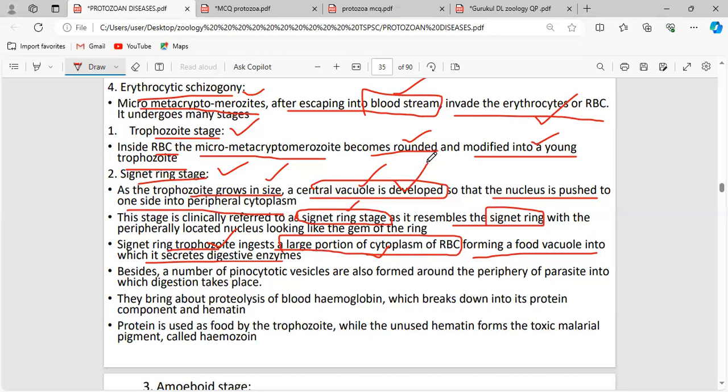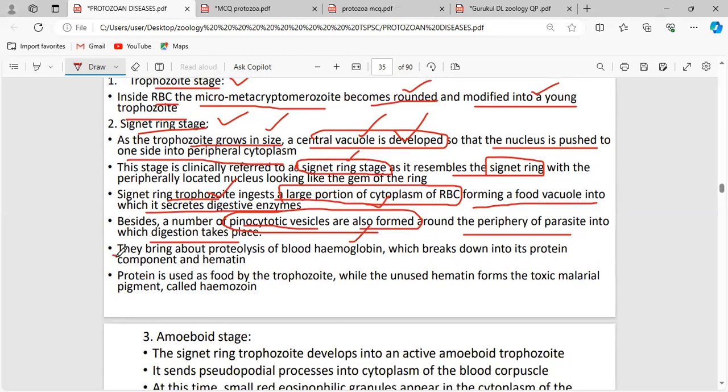And to digest that food, it needs the food vacuole, and in that food vacuole it has to secrete many types of digestive enzymes. This digestive enzyme is going to digest the larger food molecules into simpler molecules, and after this digestion they are absorbed. Besides, a number of pinocytic vesicles are also formed. Besides the food vacuole, these pinocytic vesicles are formed around the periphery of the parasite, where digestion takes place. They bring about the proteolysis of blood hemoglobin.